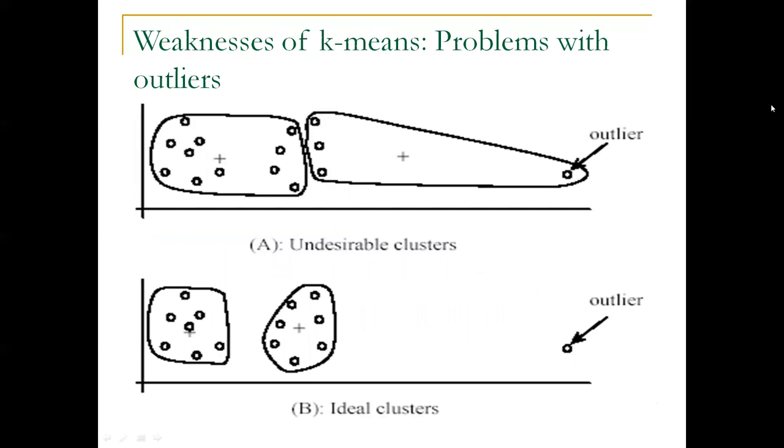Now coming to the weakness of K-means, problems with outliers, we can see there are two examples here. One is the undesirable clusters and the other is the ideal clusters. An undesirable cluster is where the outlier is very far away, and the ideal cluster is where we know the points are really near to the centroid.